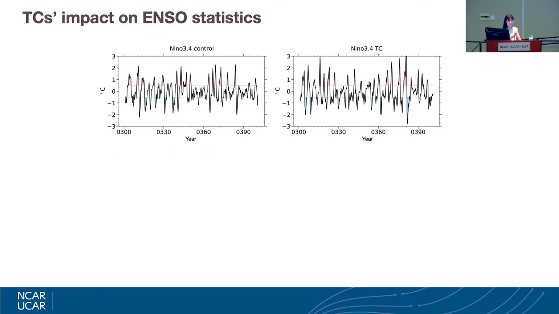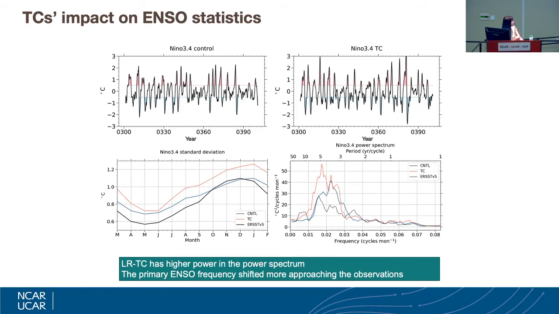Okay, so we talked a little bit about how TCs may potentially affect ENSO. So we actually look at the ENSO statistics in the model. So here is the Nino 3.4 time index. So we find that when you're adding TCs, they can actually increase the standard deviation of the El Nino seasonal cycle. And they can also shift the El Nino frequency. Black is observation, blue is control, red is after we add TC. So the ENSO power has increased, but you can see the shape of the frequency is actually more consistent with the observations when we compare to the control.